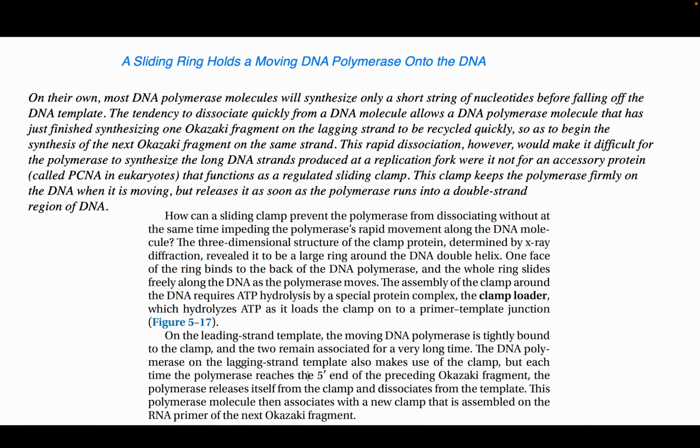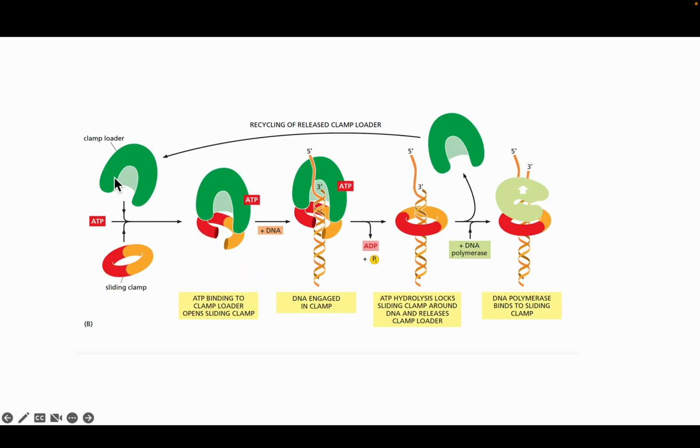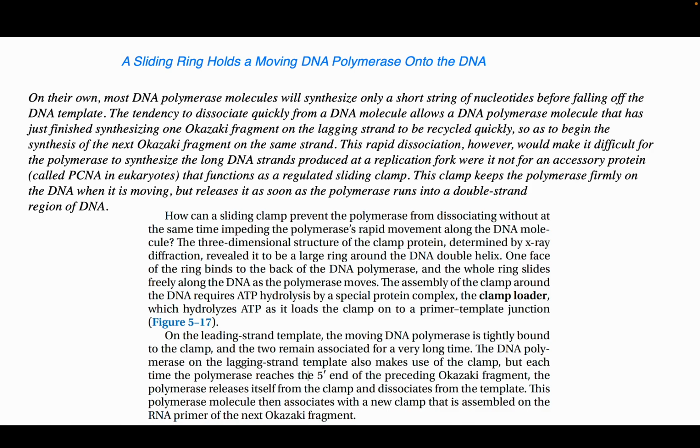Now we will discuss how a sliding ring holds a moving DNA polymerase onto the DNA. So this is a clamp loader and this is a sliding clamp. The clamp loader will load the sliding clamp, and eventually the DNA will pass through, and the DNA polymerase will be loaded onto the clamp and held there. So what is the story behind it?